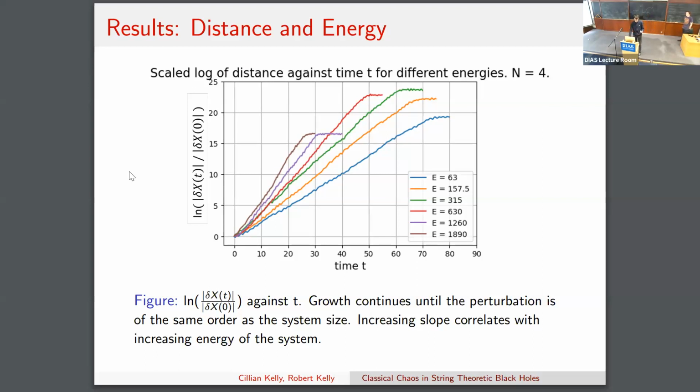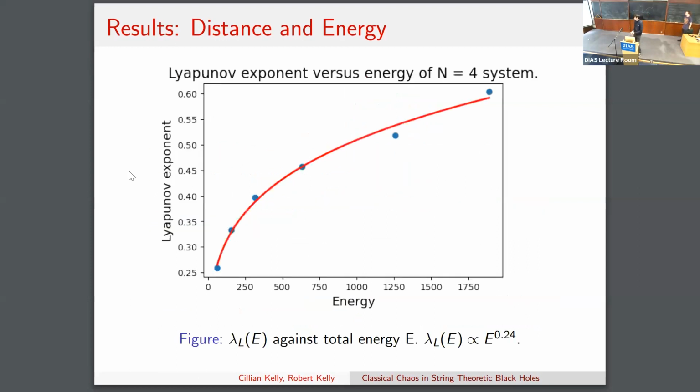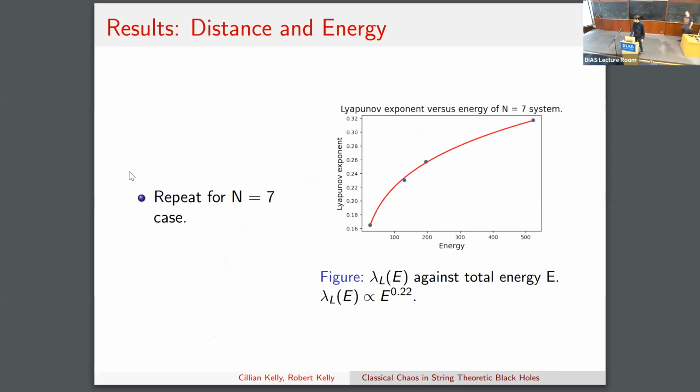So we take the linear fit of those 6 data sets, and we find the Lyapunov exponents, and then we're going to just see what energy dependence these Lyapunov exponents seem to have. And this is the plot of the Lyapunov exponents with energy. So they do indeed appear to have an energy dependence, and we found that the Lyapunov exponent is roughly proportional to E to the power of 0.24 for the n equals 4 case. And then we've repeated all of this for the n equals 7 case, and we've got a very similar looking plot. And we got the Lyapunov exponent is proportional to E to the power of 0.22.